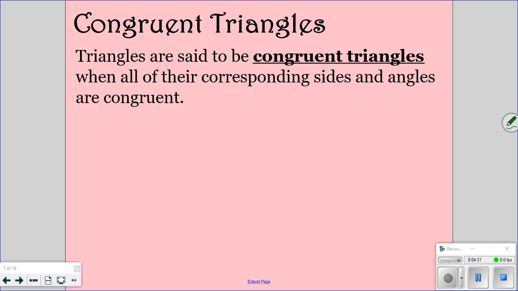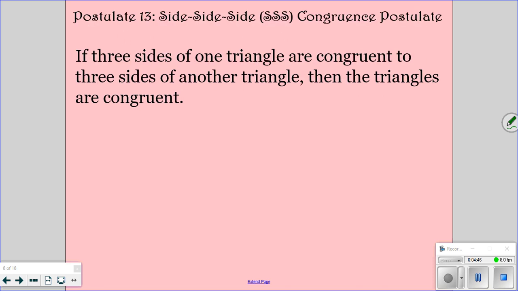So if we have congruent triangles, that is when all of the corresponding sides and all of the corresponding angles are congruent. So you only have congruent triangles when you have corresponding sides and angles that are congruent. So looking at postulate 13, the side congruence postulate, SSS. So that's what the SSS for the lesson title stands for, side congruence postulate. If you have three sides of one triangle that are congruent to three sides of another triangle, then the triangles are congruent.